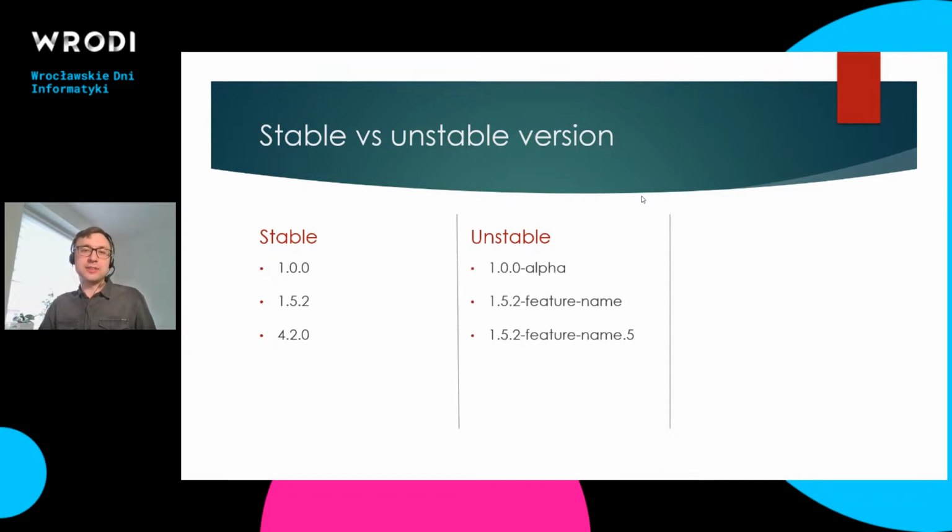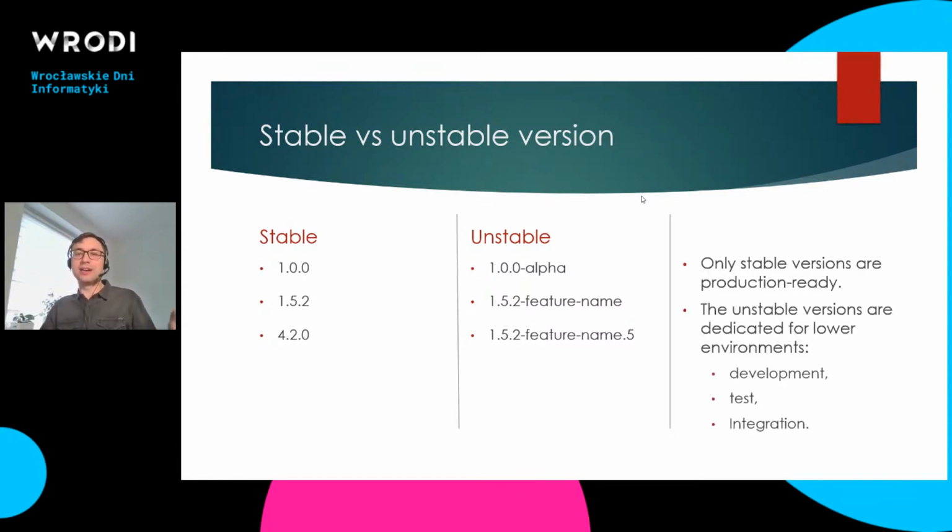The unstable version has this pre-release label. So it carries some more information, what this version is, and what to expect from it. This is used by developers, by the development team, in the development process. So the stable versions are production ready. The unstable versions are non-production ready, dedicated for the lower environments, like development, test, integration, whatever you call your environments in your project.